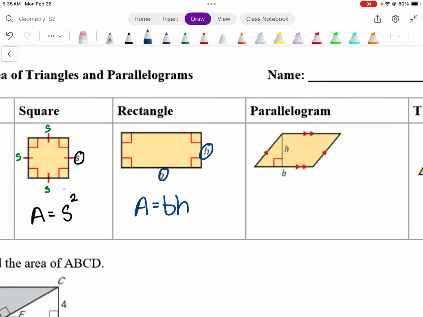And the nice thing about a rectangle and a parallelogram is that those two have the same area formula, so base times height. And when you're doing the height here, you want to make sure you're using the vertical height, not the slant height. So this one you do not want to use.